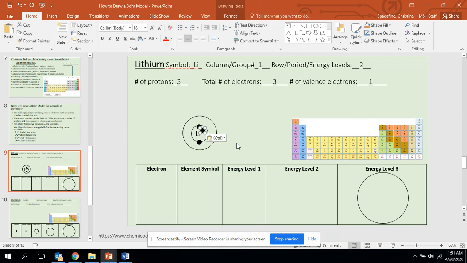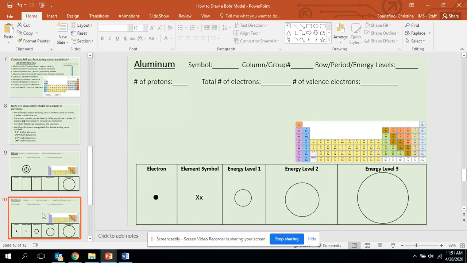Okay, so energy shell 1 is filled. So then our valence electron, or our last electron, goes on energy level or shell number 2. So how many electrons do you see? 1, 2, 3. I have 2 shells. I have 3 electrons, and I have 1 valence electron because I have 1 electron on the outermost shell.